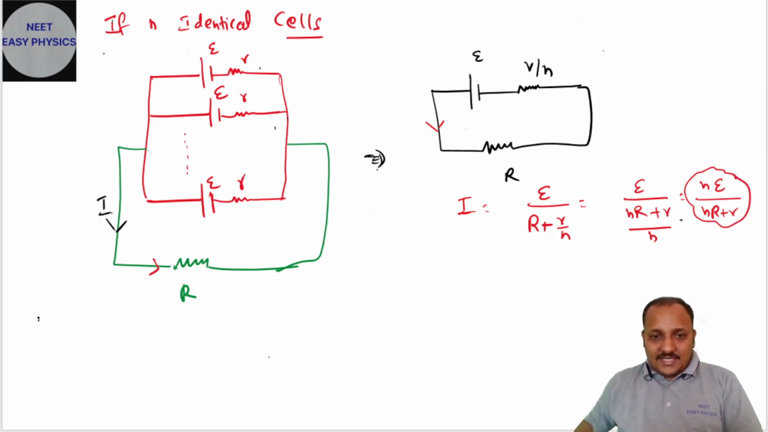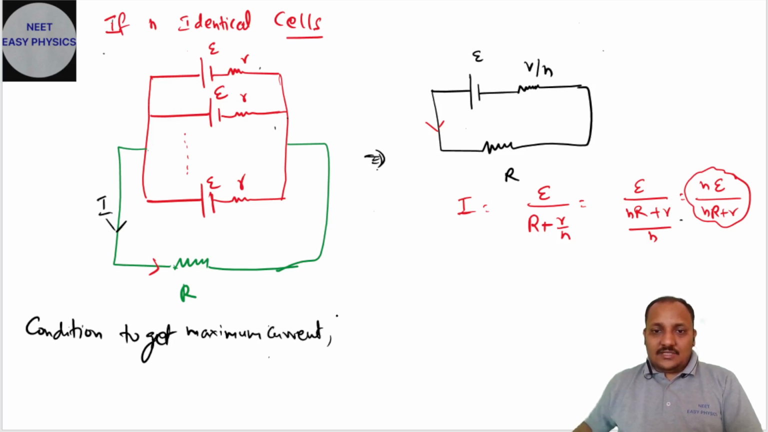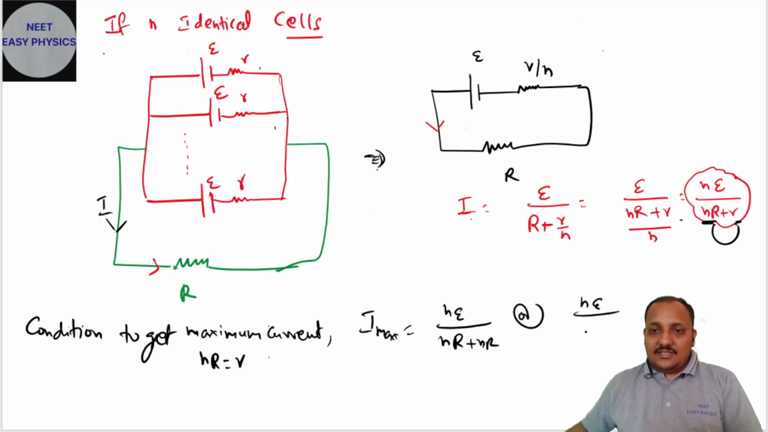Next, what is the condition to get maximum current? We already discussed that to get maximum current, the denominator should be minimum. Therefore, whenever the current is going to become maximum, in nE by nR plus r, this denominator should be minimum, meaning nR is equal to small r. So this one we will write nR plus nR, otherwise this one we will write small r plus small r.